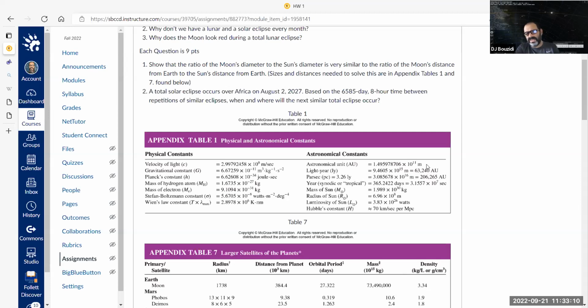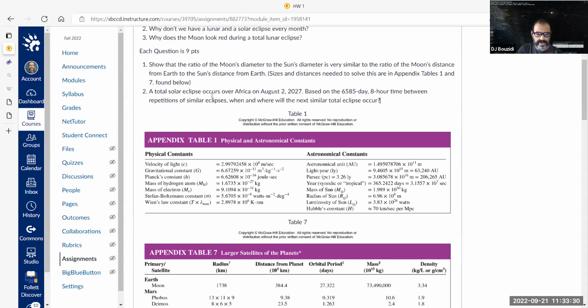150 million kilometers. That's basically what I'm putting in here. It's 1.495978706 times 10 to the power 11 meters. That's how precise it is. If you want to, you can approximate it as 150 million kilometers. So you need, and that is part of the question, the Earth-to-sun distance.